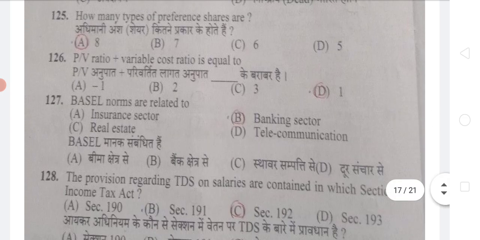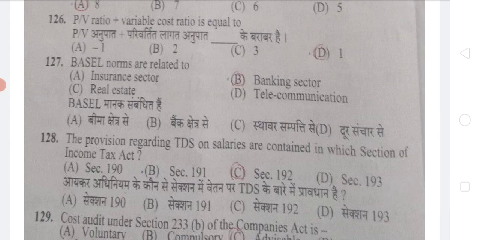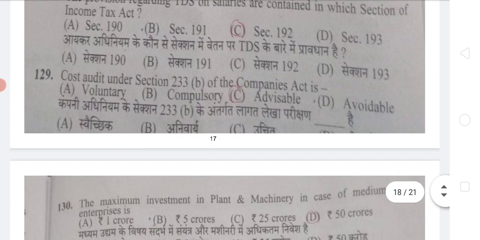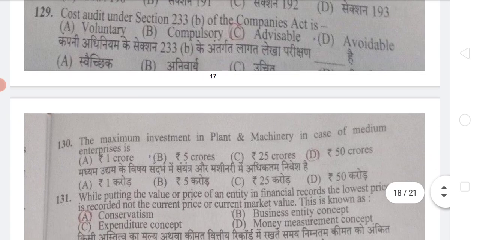A. Basel norms are related to B. Banking sector. The provision regarding TDS on salaries is contained in which section of Income Tax Act? C. Section 192. Cost audit under Section 233B of the Companies Act is C. Advisable. The maximum investment in plant and machinery in case of medium enterprise is D. Rupees 50 crores.